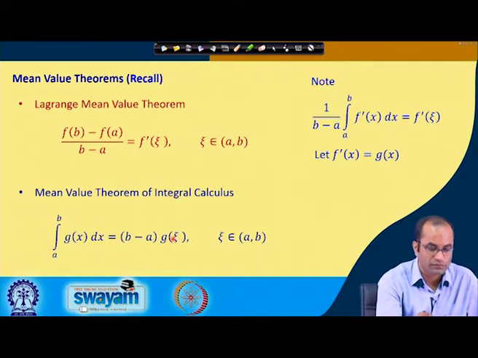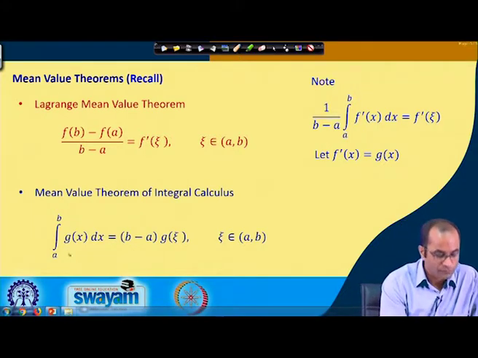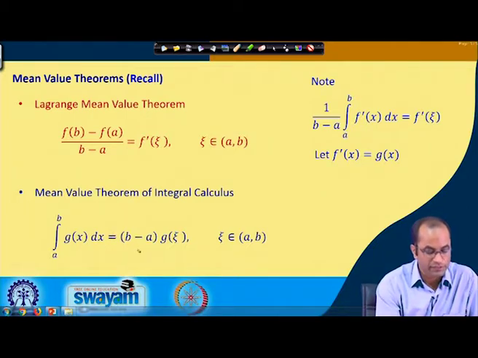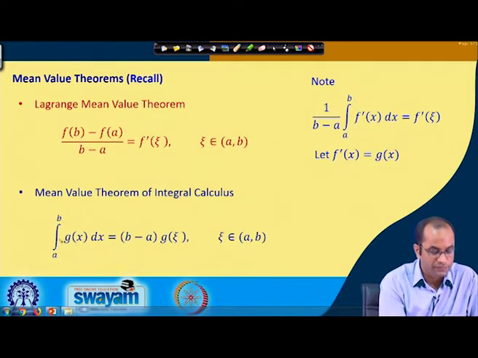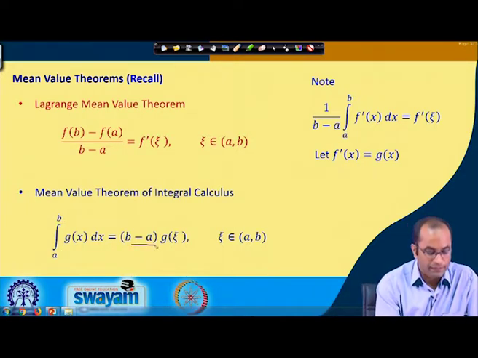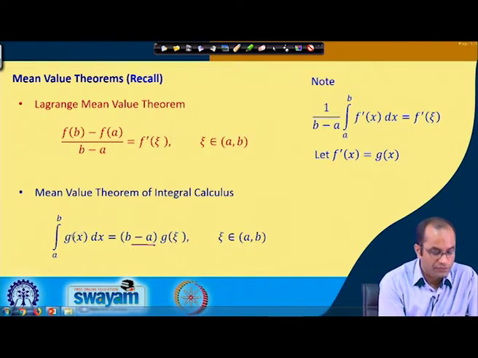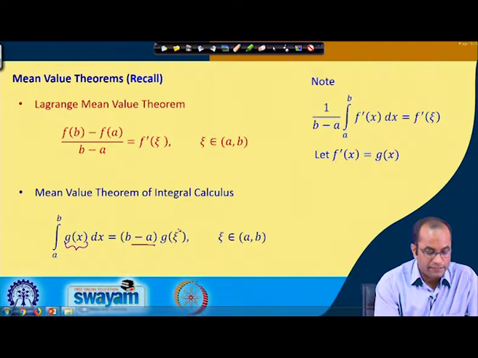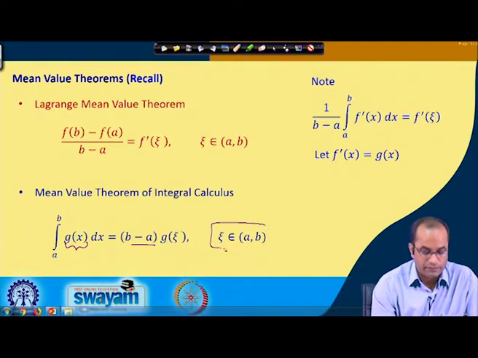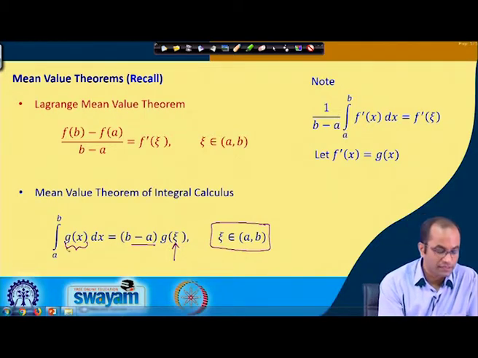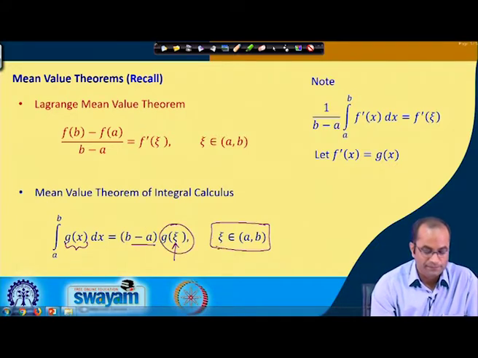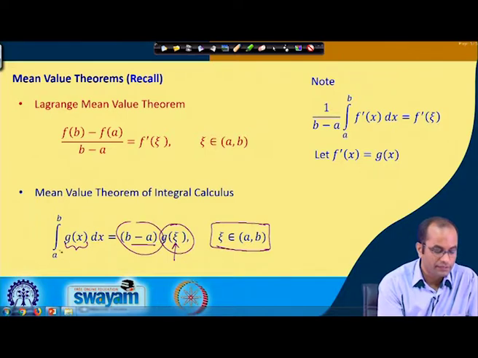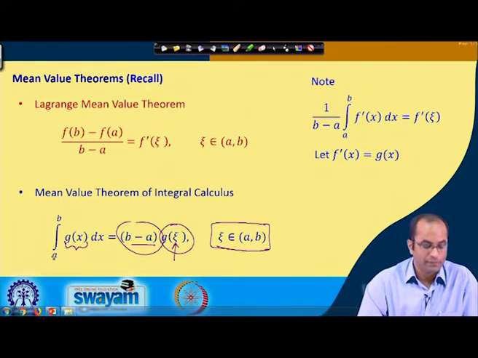What does that mean here? If you want to integrate g(x) dx from a to b, this will be equal to the difference of the limits, b minus a, times g(xi). So the integrand g is taken at some point in the interval a to b. We do not know exactly where this point is, but this mean value theorem says that the integral will be equal to g at some point in the interval, multiplied by the difference of the limits, b minus a.